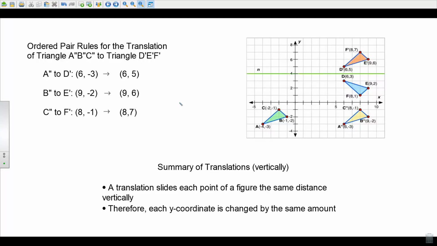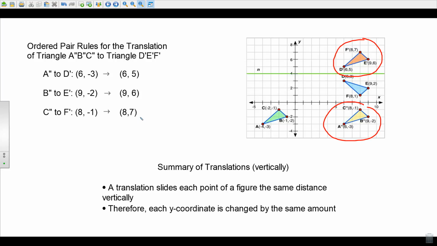You also saw this picture in one of the animations, and what they were really doing was translating this triangle to this one. So this is just a summary of the ordered pair rules. A double prime was at 6, -3. After this composite reflection across two parallel lines, or just a translation vertically, it ended up at 6, 5. Here's what happened to B double prime and C double prime.